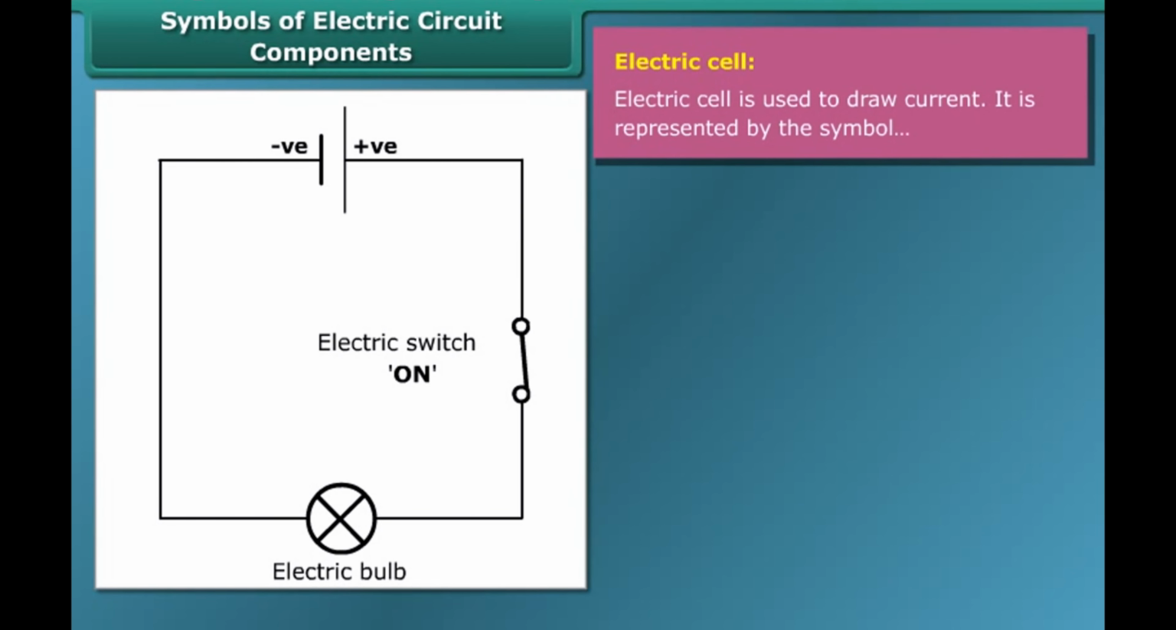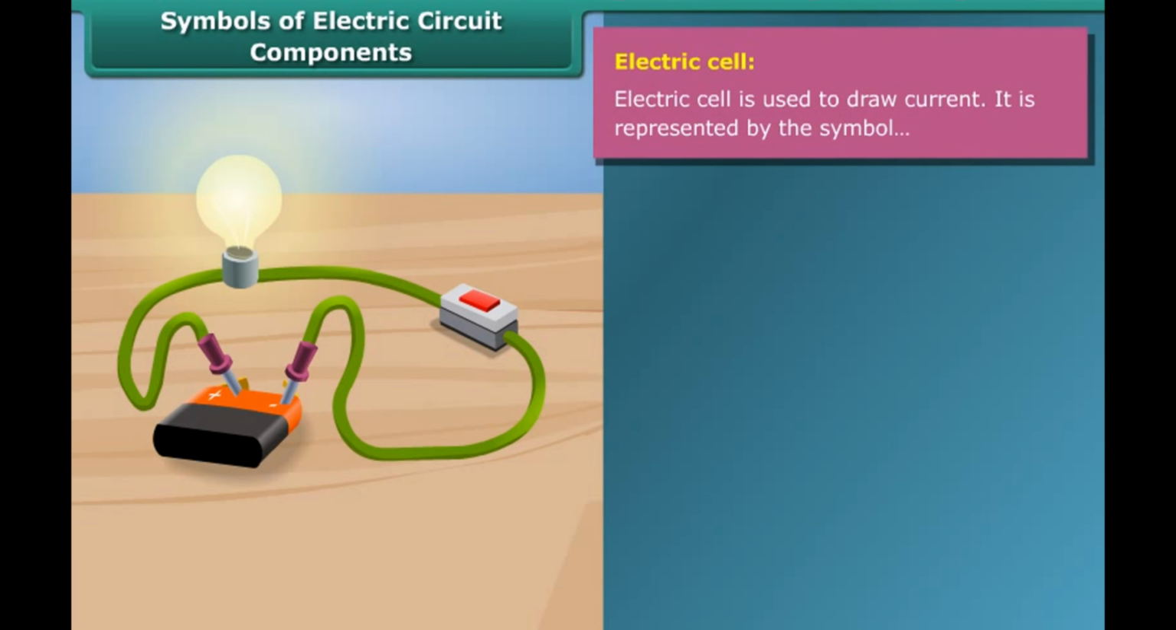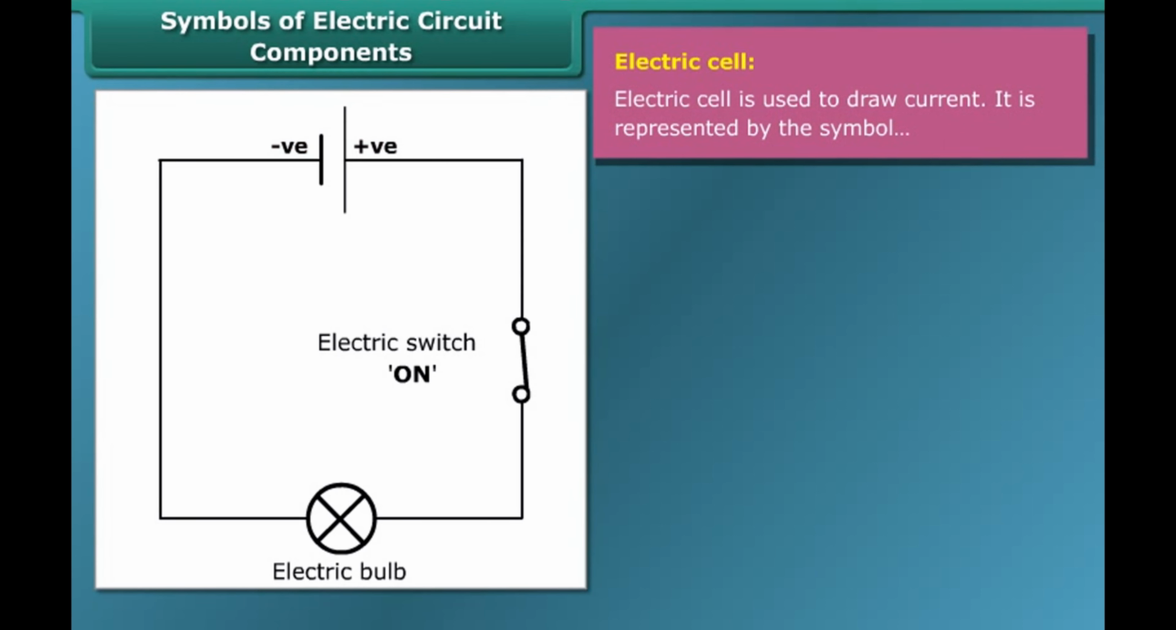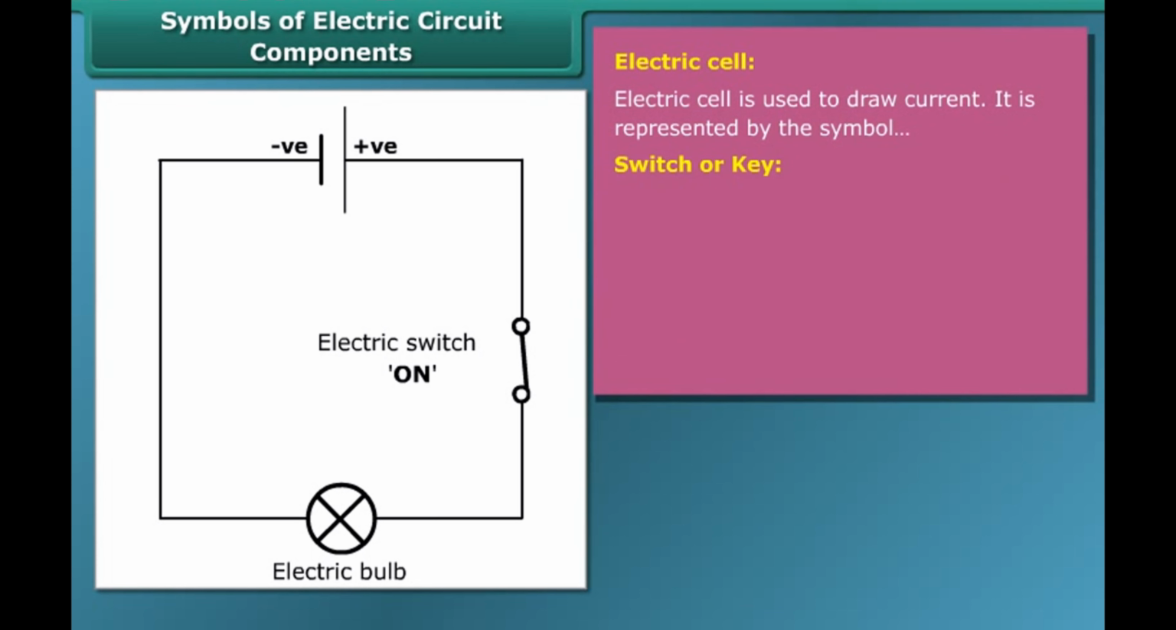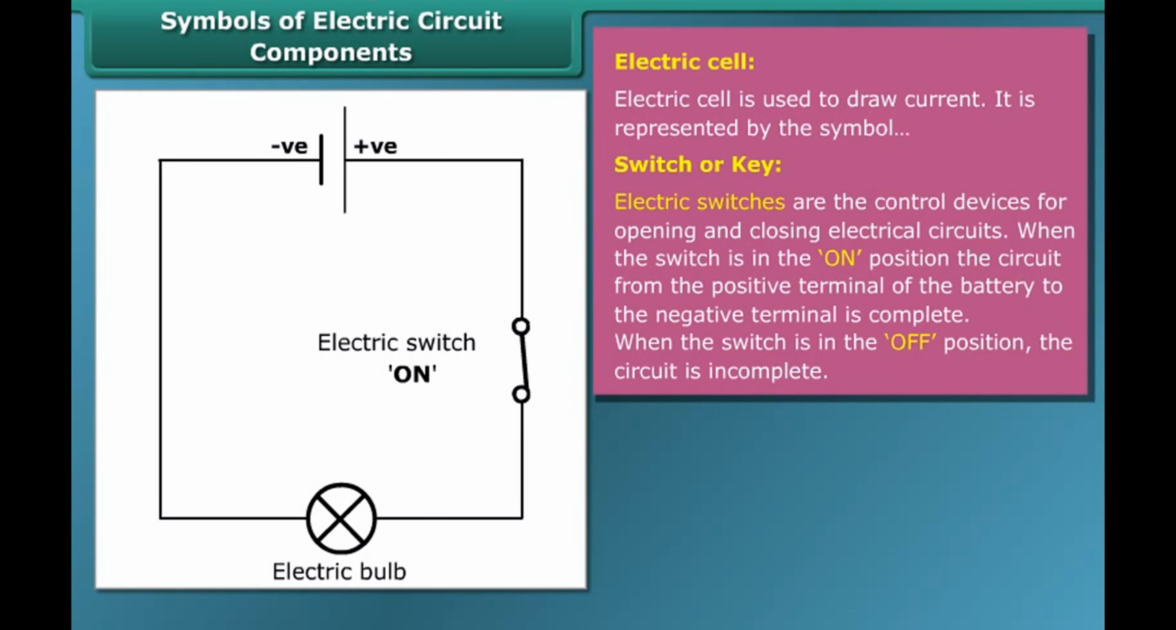Electric cell is a simple device which is used to generate electricity. Electricity is produced by chemical reactions. It has a positive terminal and a negative terminal. In the symbol of the electric cell, the longer line represents the positive terminal and the thicker, shorter line represents the negative terminal. Switch or key makes or breaks the connection in a circuit.